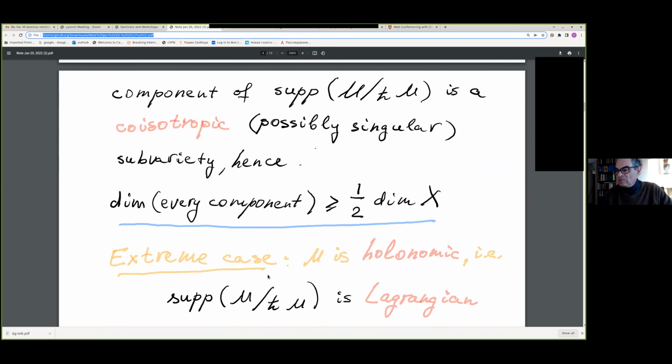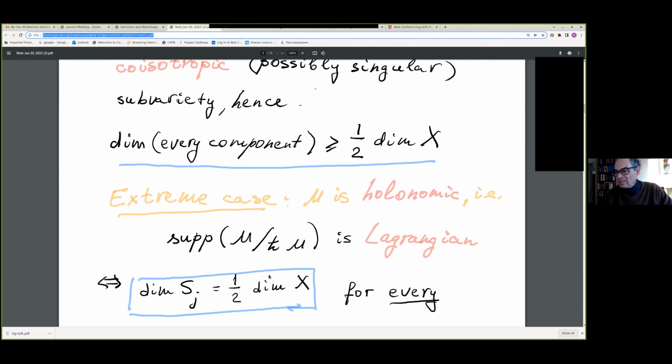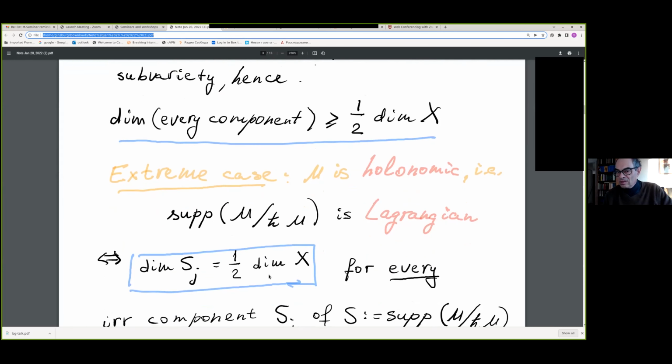Okay, so now what people like most is the extreme case, which is usually called holonomic. This is the case where the support is as small as possible. In other words, every irreducible component has dimension exactly 1/2 of the dimension of X, which is equivalent to saying that every irreducible component is a Lagrangian subvariety of X. Okay, so this is what is written here.